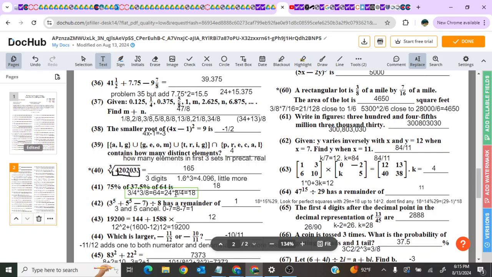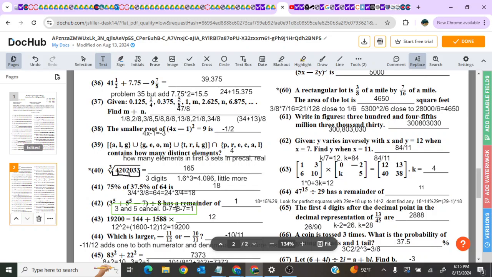42, 3 to the power of 5 plus 5 to the power of 5 minus 7 divided by 8 has a remainder of what? Well, since these are the same distance from 0 and 8, and they are powered to an odd number, the 3 and the 5 cancel each other out in terms of remainder. So then you just have 0 minus 7, add an extra 8 because 8 divided by 8 also has a remainder of 0, so you can substitute it. Then 8 minus 7 is equal to 1.